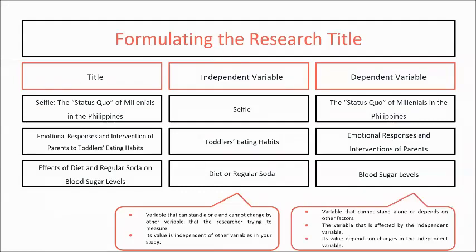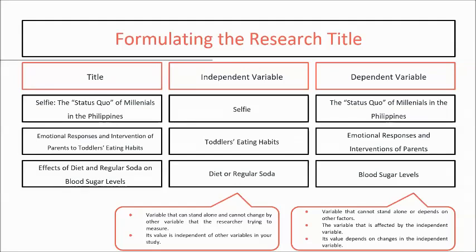While when we say dependent variable, okay, so they cannot stand alone and they depend on other factors. So they are the variable that is affected by the independent variable. Ibig sabihin, pag nagbago si independent variable, magbabago din si dependent. Okay? So, see the difference between independent and dependent variable?